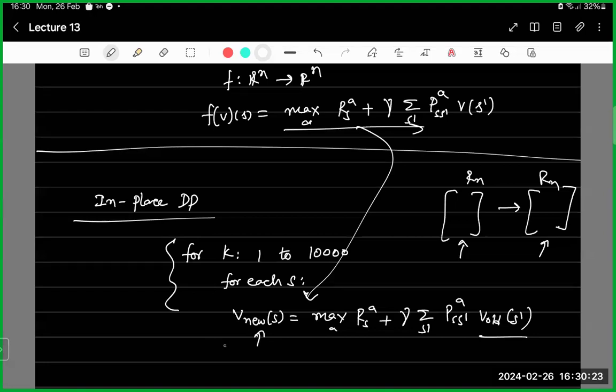You just write it like this: V of s equal to, just remove V old and V new and maintain one variable, one vector. As soon as some V of s gets updated, you use that in the update rule. You are not using V old of s to update. You're just maintaining one vector, and you just think of the code as this.